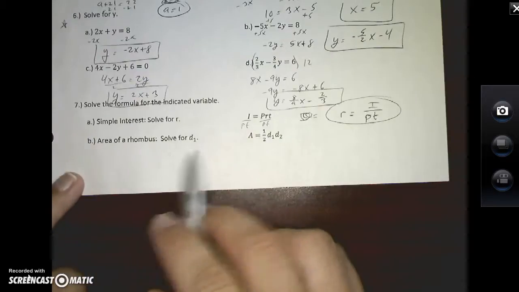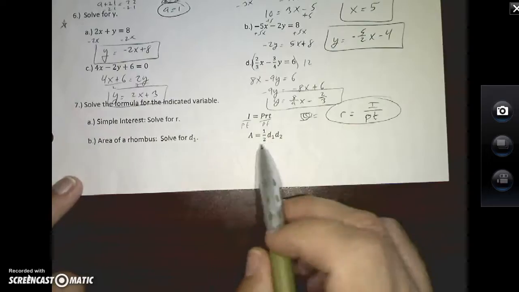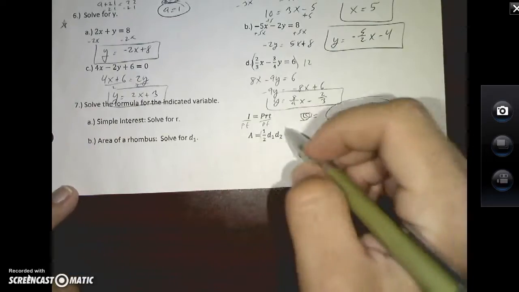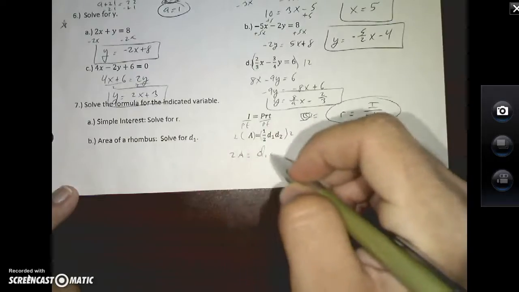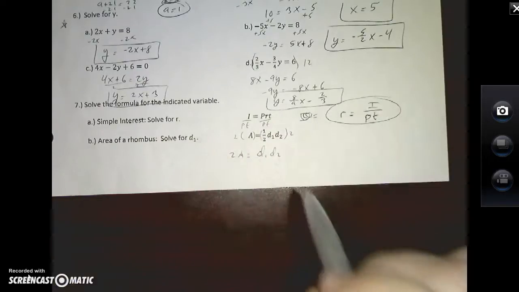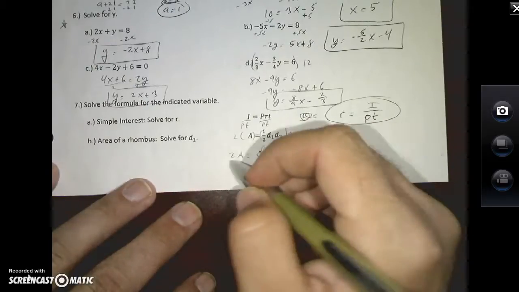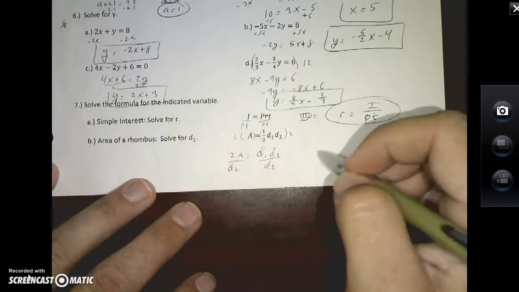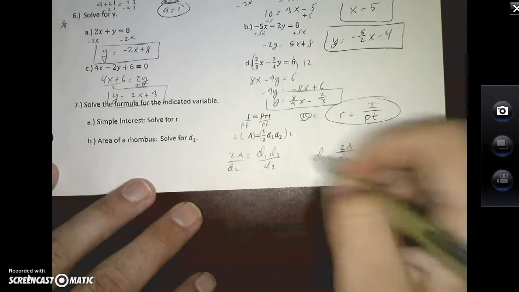So for part B, area of a rhombus, solve for d sub 1. I'm going to get rid of this 1/2 by multiplying both sides by 2. So 2a equals d sub 1, d sub 2. Now if I want d sub 1 by itself, divide both sides by d sub 2. So I get d sub 1 equals 2a over d sub 2.